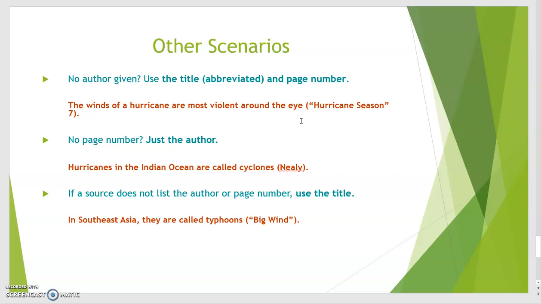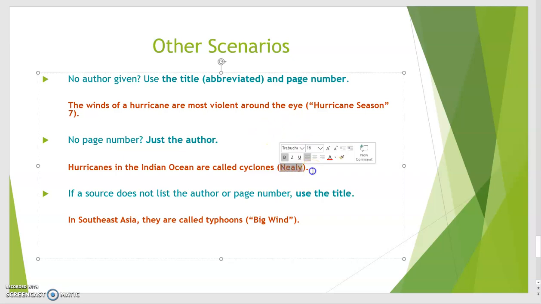If you don't have a page number, there's nothing you can do about that. You can just put the author last name or the title if you don't have an author last name. If the source doesn't have an author or a page number, then you're going to go with the title.